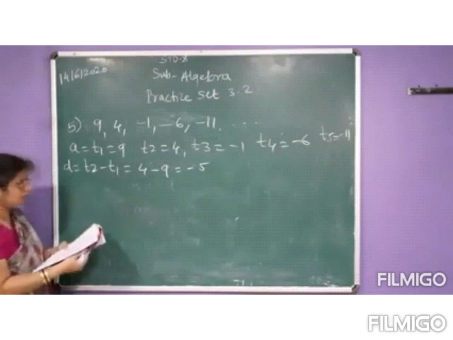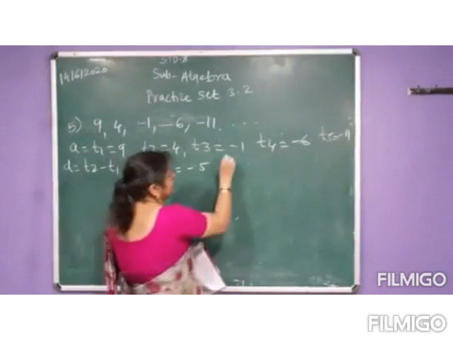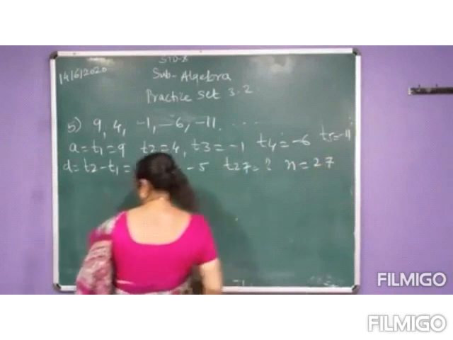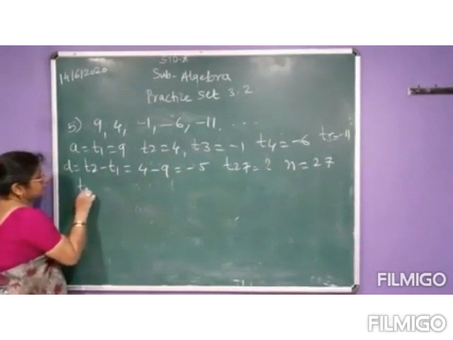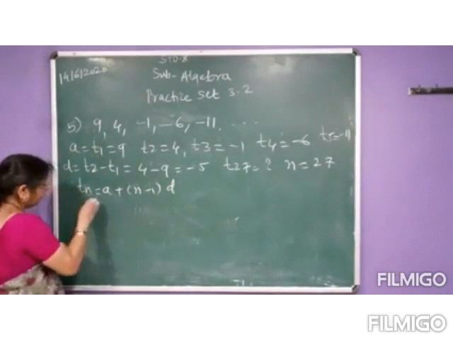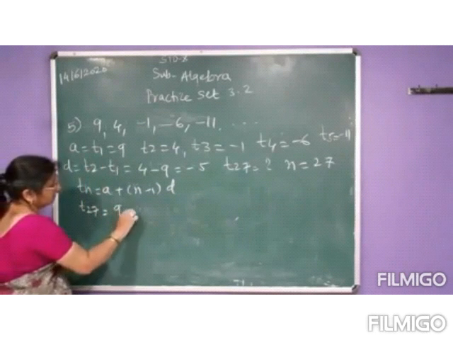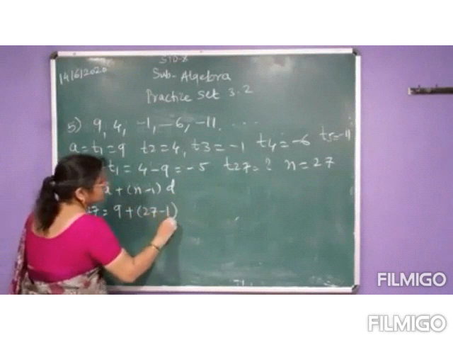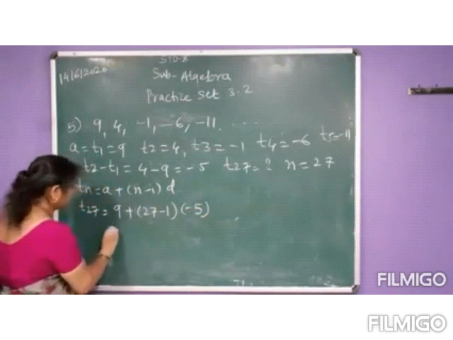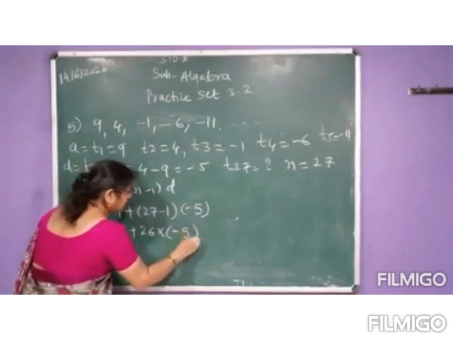But once it is mentioned, then only once you can do it and you will get the value of D. Now what you have to find out in this question is the T27, the 27th term. So n is equal to 27. See, Tn is equal to A plus n minus 1 into D. Now T27 is equal to A, which is 9, plus 27 minus 1, D is how much? Minus 5. So 9 plus 26 into minus 5.